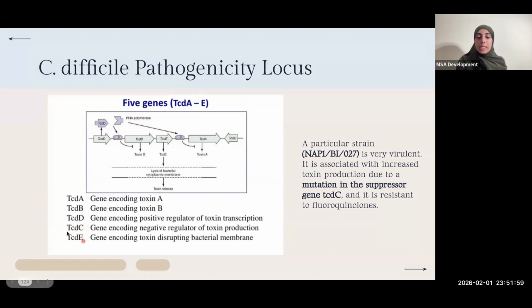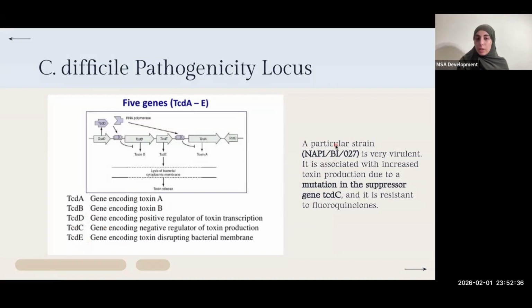And then you have TCDE, which is the gene encoding the toxin disrupting the bacterial membrane. This gene encodes a special toxin that disrupts the membrane of C. diff. And when the membrane of C. diff is disrupted, all the toxins that it has inside are released. So E enhances the release of toxin. So you have A for toxin A, B for toxin B, D to increase the production of these toxins, C to stop the production of the toxins, and E to enhance the release of the toxin.